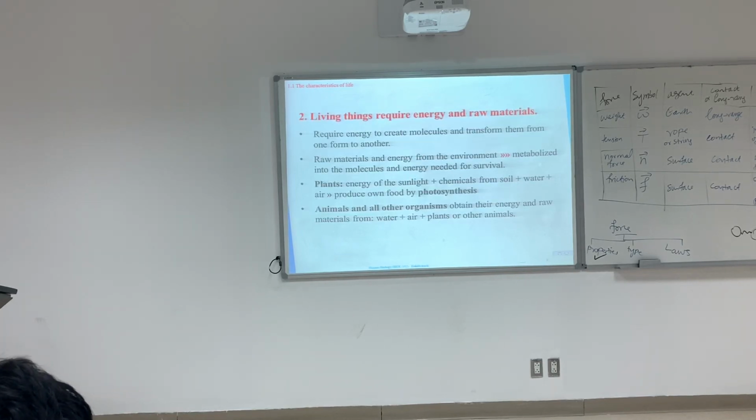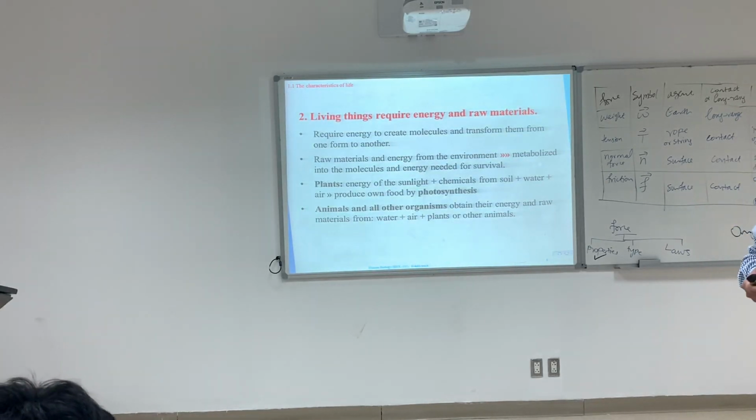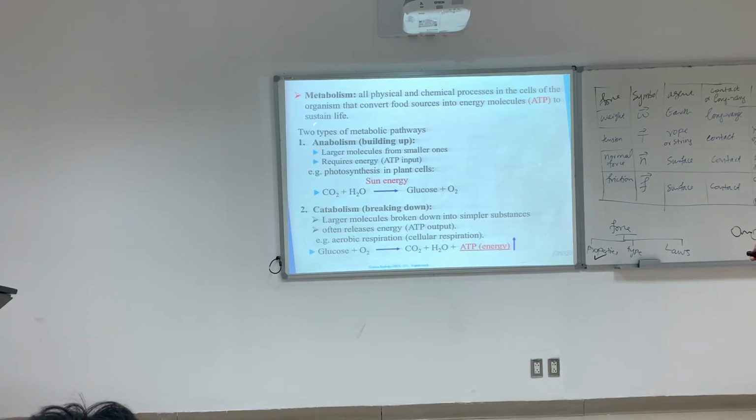Living things acquire energy. That's one of the characteristics of living things. So they get energy from what? From materials. Plants, where do they get the energy from? The Sun. Photosynthesis, don't forget that. Plants do photosynthesis. Animals get it from plants. Plants and animals, so remember that.